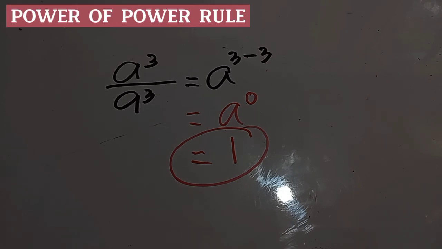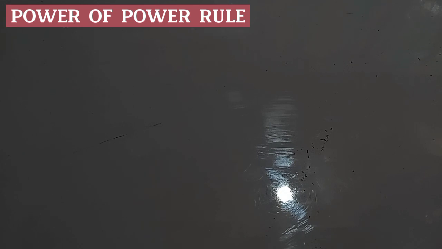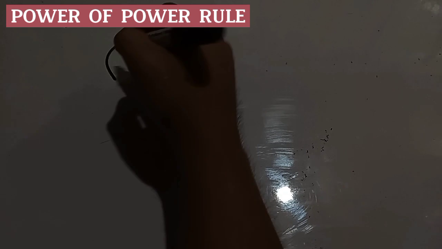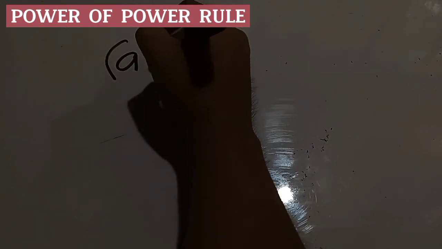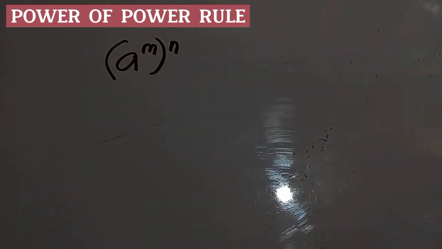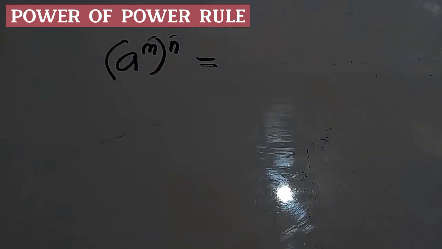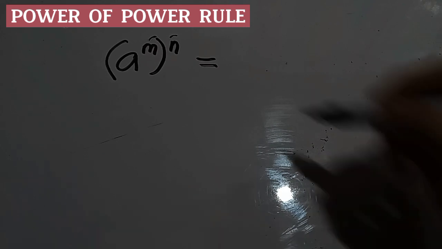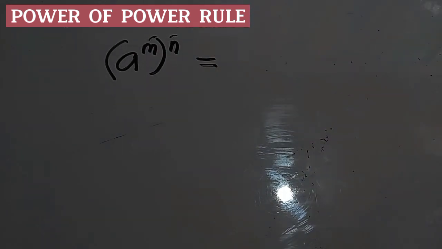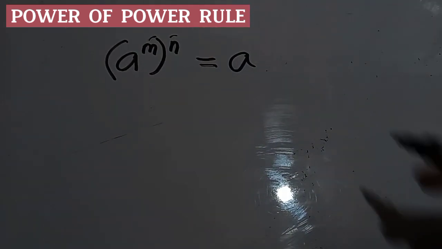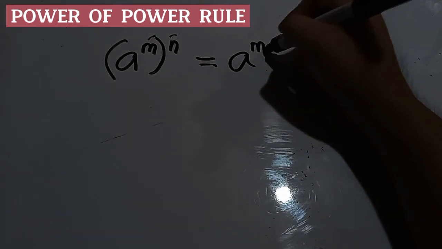Okay, let's proceed to Power of a Power Rule. So ang ating formula na gagamitin ay ito. So we have, for example, a power of m times n. So this one, the Power of a Power Rule. Ibig sabihin, i-multiply na natin ang ating power of a power. So let's say, kopyahin natin yung base natin at saka i-multiply natin yung m at n.